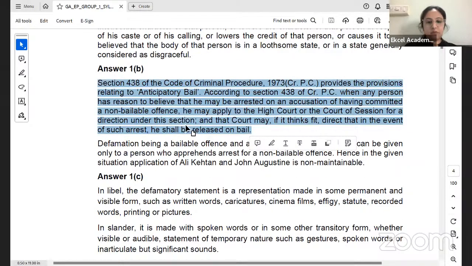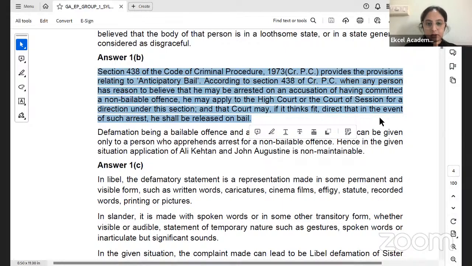See, section 438 of CRPC provides the provision relating to anticipatory bail. Again, coming to sections, if you remember the section, well and good. If you don't remember, it can be case law, or if you cannot quote the exact section, at least write as per the provisions of CRPC, as per the provisions of CPC, IPC, whatever it is. At least that much, like that you start the answer.